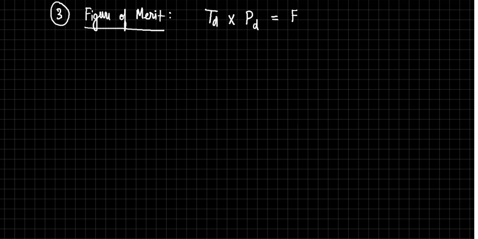Third specification is called the figure of merit. It is nothing but a product, called the speed power product, or the time delay and power product. So TD multiplied by this power is nothing but the figure of merit. Can you tell me the unit quickly?